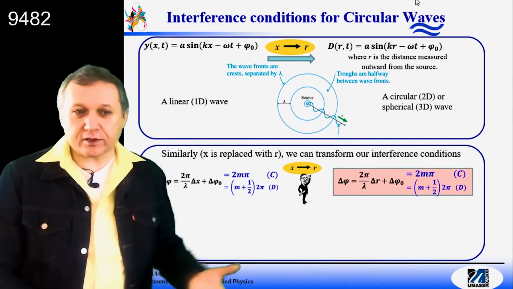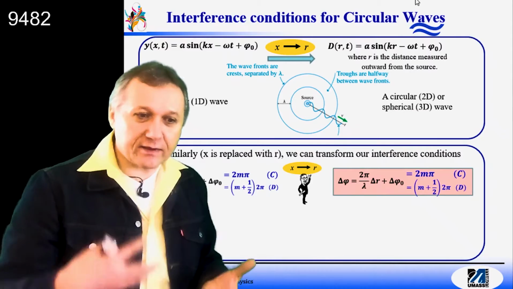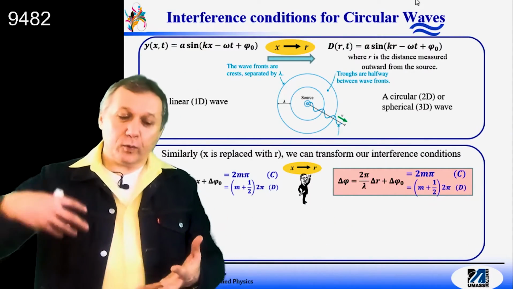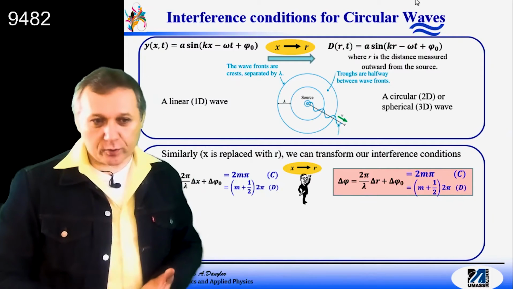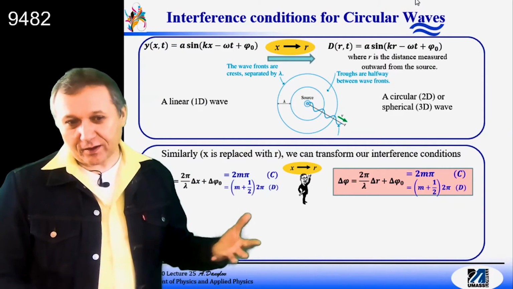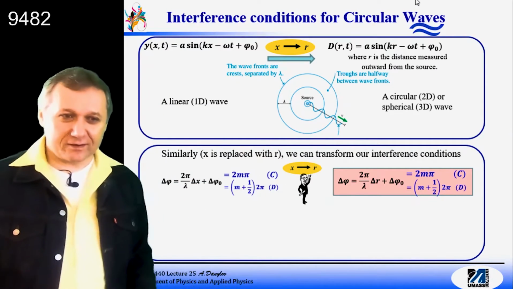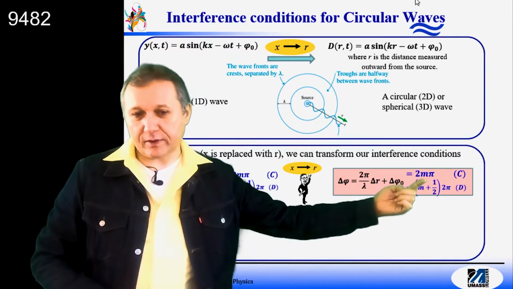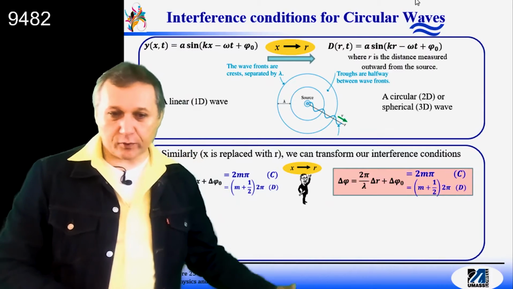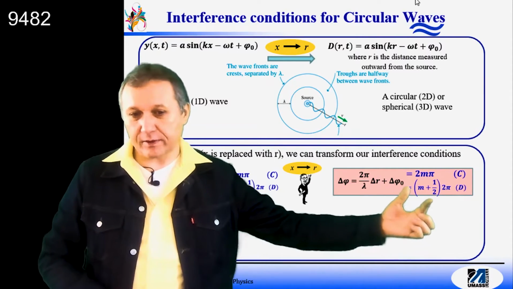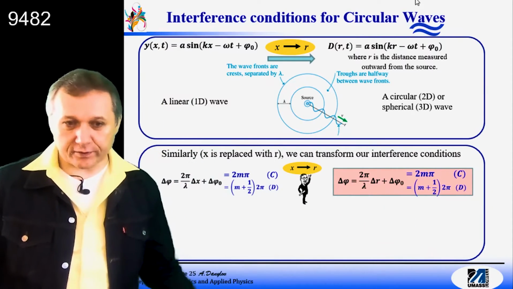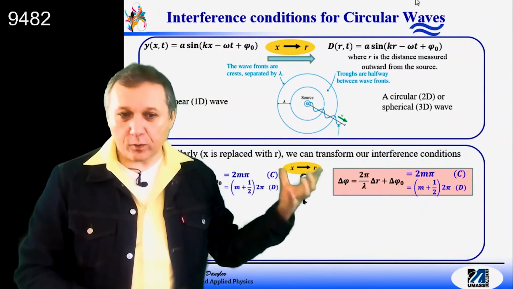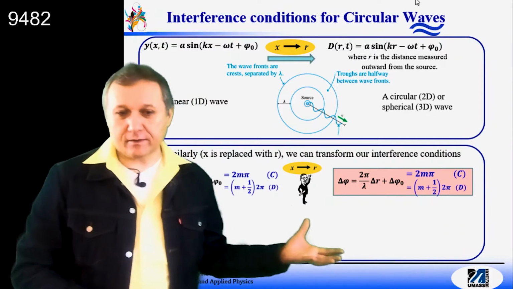Path length difference is just an additional path that the second wave must cover relative to the first wave on the way to the point which you analyze, right? And plus inherent phase difference, and of course, if it is equal to an integer number of 2 pi, it's a constructive interference. If it's equal to this, destructive interference. Basically, we will have to apply this now for light.